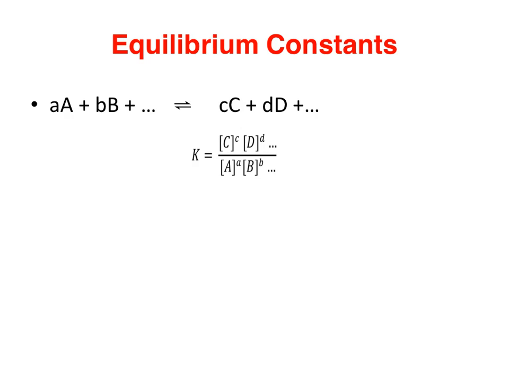Now, how do we quantitate an equilibrium? We quantitate equilibrium with a constant called an equilibrium constant. Okay, capital K is K. How do you compute it?